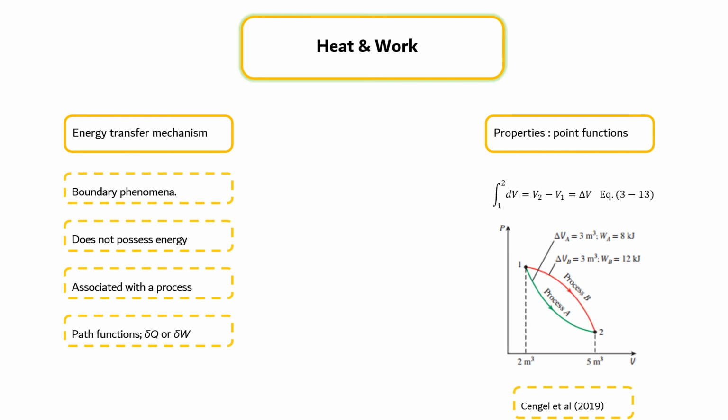The total work done during process 1 to 2, however, is expressed by equation 3.14. That is, the total work is obtained by following the process path and adding the differential amounts of work done along the way.